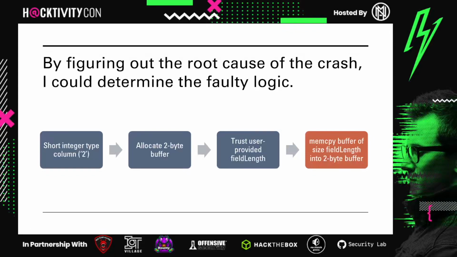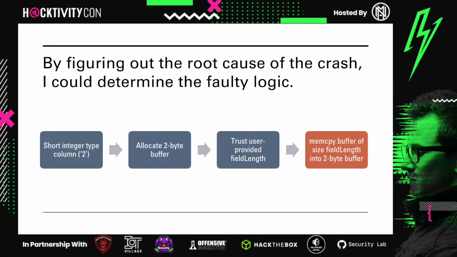What this means, from my reasoning, is that this told the software to allocate a 2-byte buffer to support the short integer type. At the same time, it was also copying, for each row, a number of bytes into that 2-byte buffer. But instead of using the data type, which was 2 bytes, it actually trusted another field in the DBF file format, called field length, which also tells the program how long it should expect that data type to be. But even though the data type is 2 bytes, the field length itself was much larger than 2 bytes, and this caused a memcpy of a buffer of size field length into the 2-byte buffer.